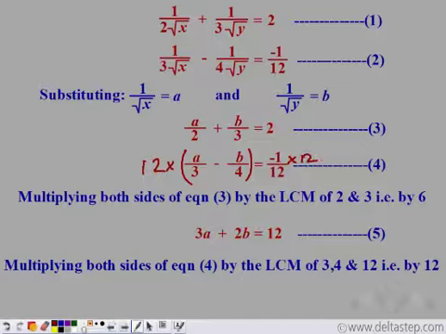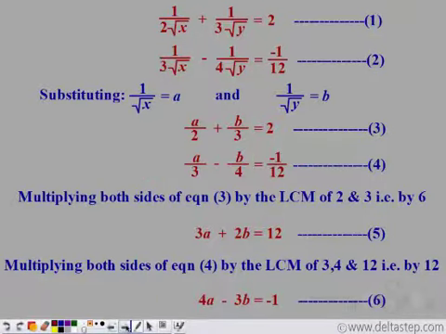So a by 3 into 12 gives us 4a. Then we have a minus sign. b by 4 into 12 gives us 3b, equal to negative 1 by 12 into 12 gives us negative 1. So this is what we have: 4a minus 3b is equal to negative 1. Let us call this equation 6.